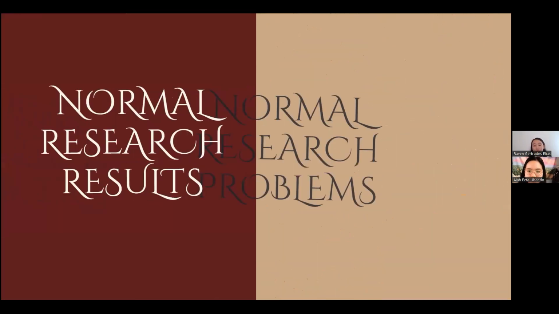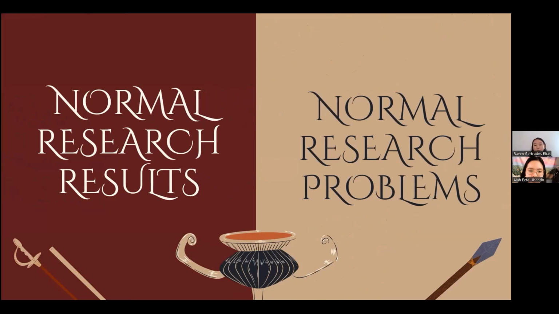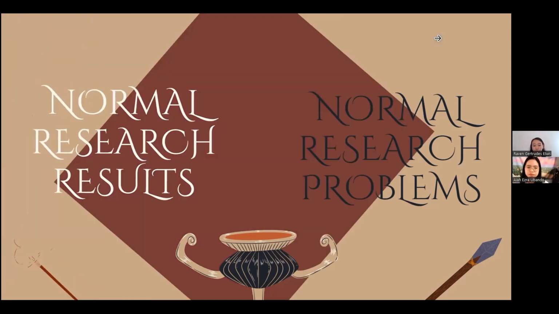We can also see that in this book, he mentioned the terms normal research results and normal research problems. The first term, normal research results, refers to the scope and precision to which the paradigm, which refers to an accepted model or pattern, can be applied. As for normal research problems, Kuhn states that these problems require the solution of all sorts of instrumental, conceptual, and mathematical puzzles.